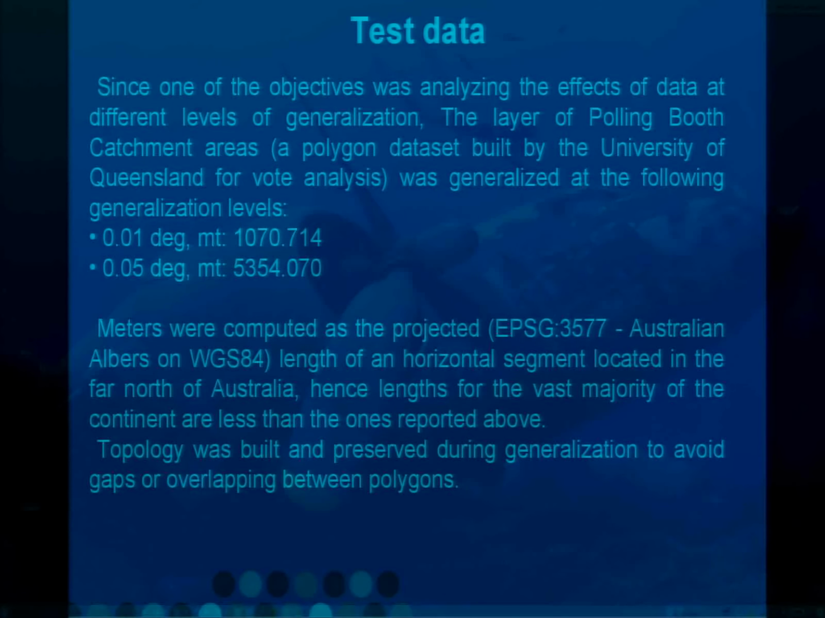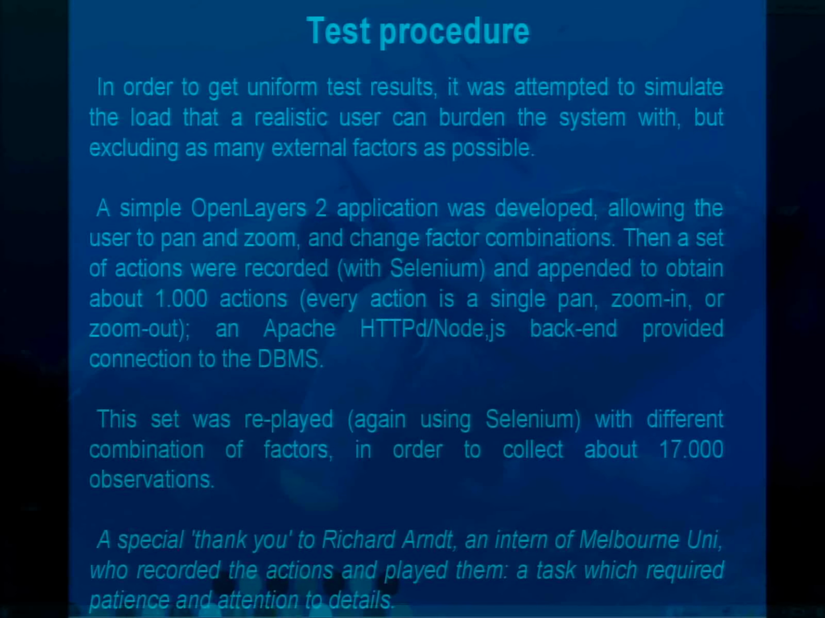So, generalization. We chose, for no particular reason, two levels of generalization, based on degrees, because we had all geographical coordinates, which translate into roughly 1 kilometer and 5 kilometers at the highest level of generalization. Then we had two more, more detailed levels, but I didn't use those data for this experiment.